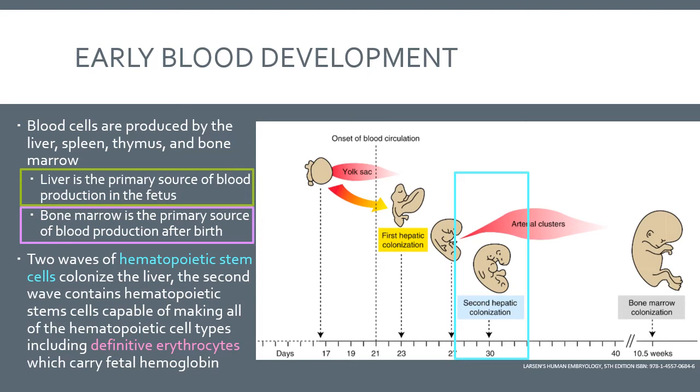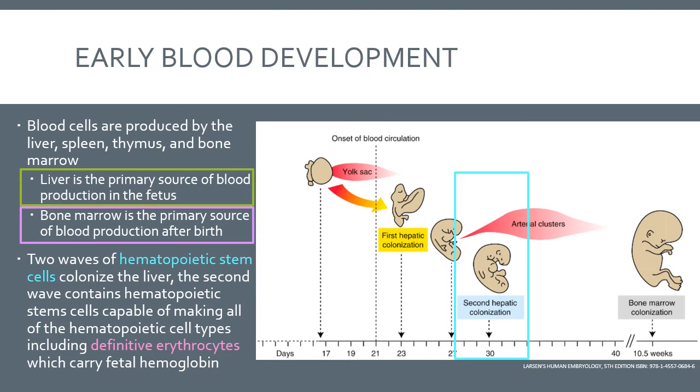So they can make all the different hematopoietic stem cell derivatives, blood cells, immune cells, etc., including the definitive erythrocytes, which are the cells that are actually what you think of as a blood cell. They're what carry the hemoglobin, which is what binds to the oxygen, and that's what carries it around your body.